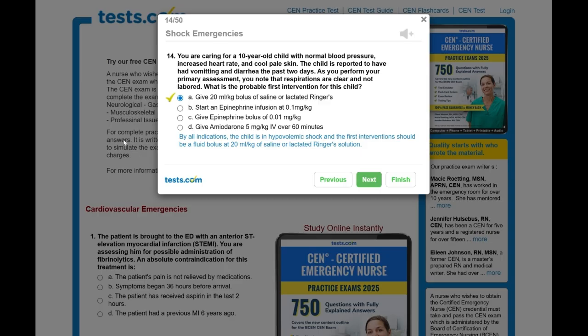By all indications, the child is in hypovolemic shock, and the first intervention should be a fluid bolus at 20 milliliters per kilogram of saline or lactated ringers solution.